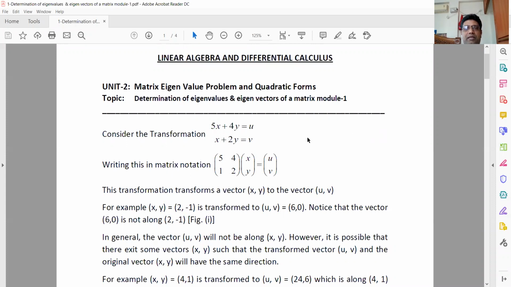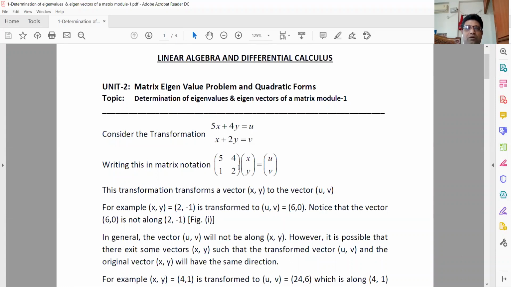If you consider this transformation, 5x plus 4y equals u, x plus 2y equals v. So this is a transformation. If you write this in matrix notation, you will get this: 5, 4, 1, 2 times x, y equals u, v. Here 5, 4, 1, 2 is the coefficient matrix, x, y is a column vector of unknowns, and u, v is also a column vector of constants.